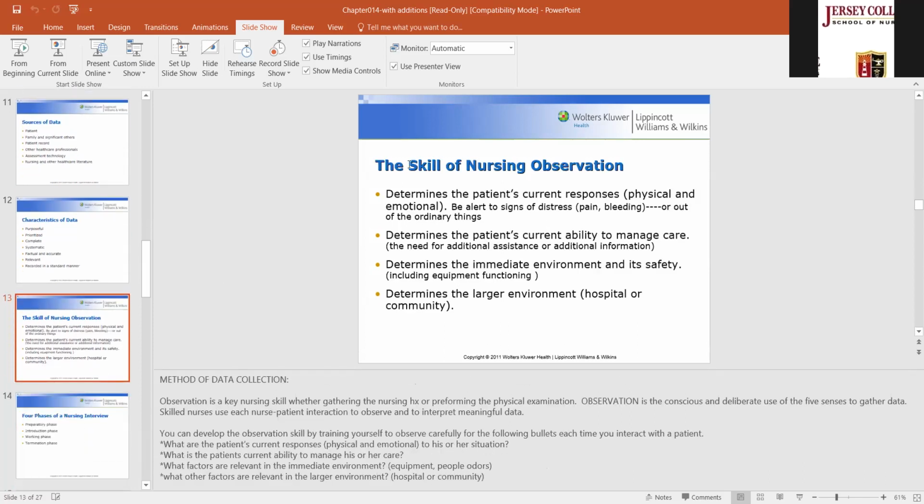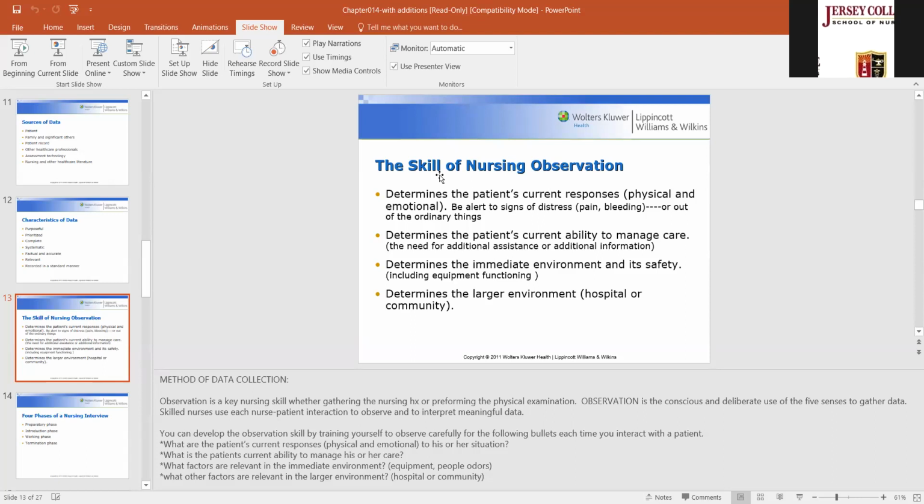Your skill, okay? Your skill determines what you're going to write and what you're going to see with this patient. If you're a lousy person at doing assessment, then your assessment skills are going to be lousy on that patient. So it's something you have to work on, something you have to practice.